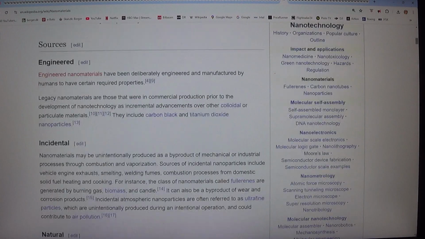Sources. Engineered. Engineered nanomaterials have been deliberately engineered and manufactured by humans to have certain required properties. Legacy nanomaterials are those that were in commercial production prior to the development of nanotechnology as incremental advancements over other colloidal or particulate materials. They include carbon black and titanium dioxide nanoparticles.